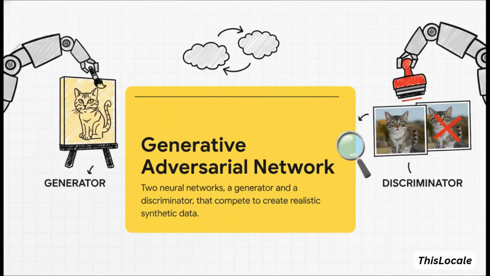See, a GAN isn't just one neural network. It's actually two of them, locked in this constant contest. You've got the generator, and its only job is to create fake data. Then you have the discriminator, and its job is to spot the fakes. This adversarial cat-and-mouse game is what makes GANs so incredibly powerful.